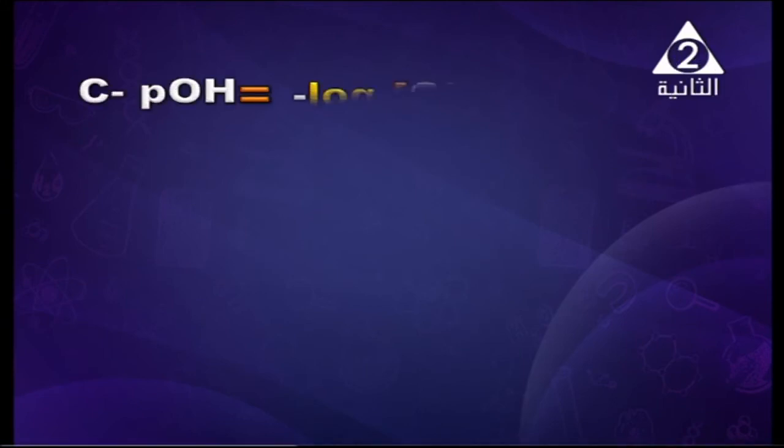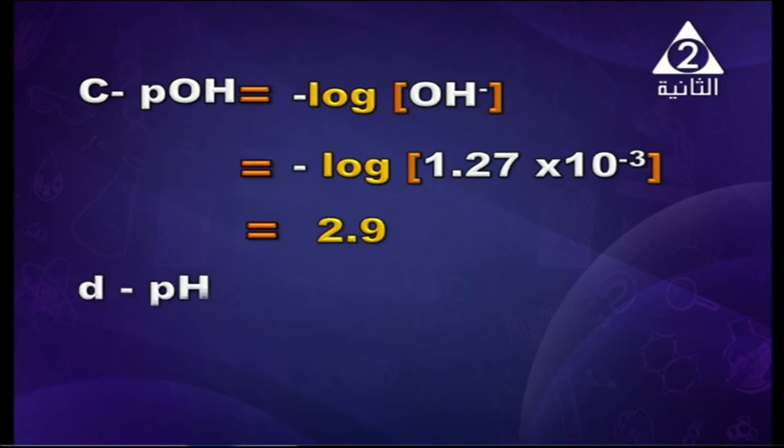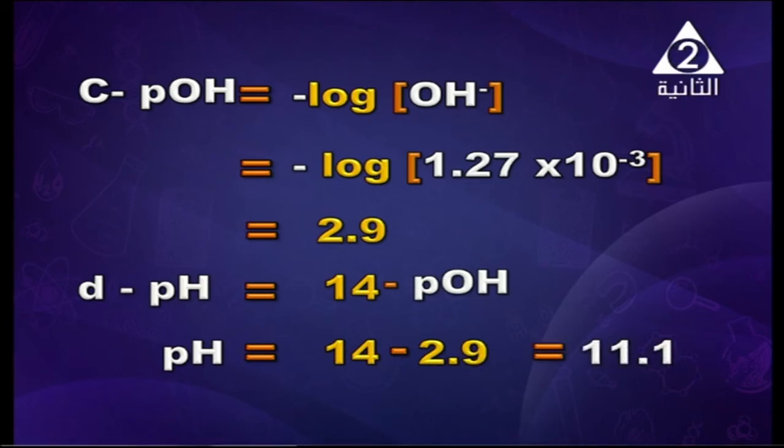And here pOH equals negative log of OH negative, so negative log 1.27 times 10 to the power negative 3 equals 2.9, so pH equals 14 minus pOH, so pH equals 14 minus 2.9, which equals 11.1.